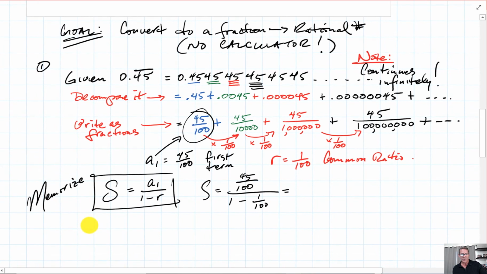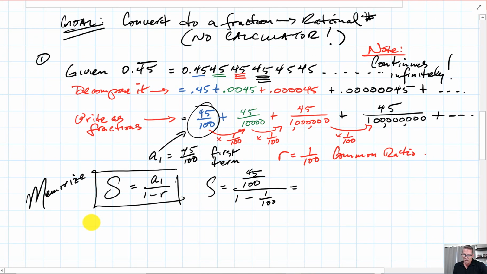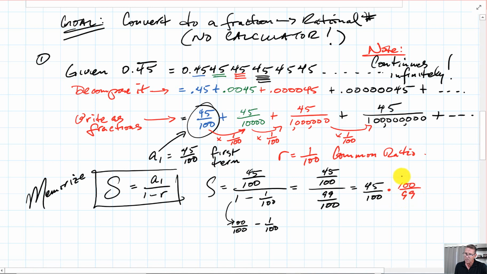All right, and don't panic, don't freak out here. I know I'm dealing with fractions. So the numerator is just 45 hundredths. 1 minus 1/100th: if you take one part out of 100, then 99 out of 100 remain. Simple subtraction. One whole is 100 hundredths, minus 1/100th gives you 99 hundredths. Now we multiply by the reciprocal. So you take the top fraction times the reciprocal of the bottom one, so times 100/99ths. That's the multiply by the reciprocal part.